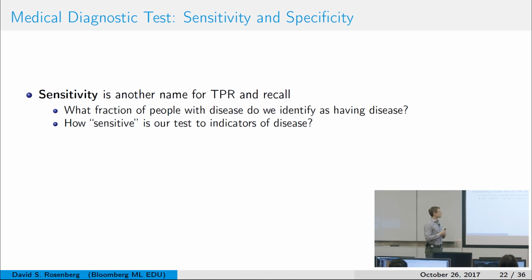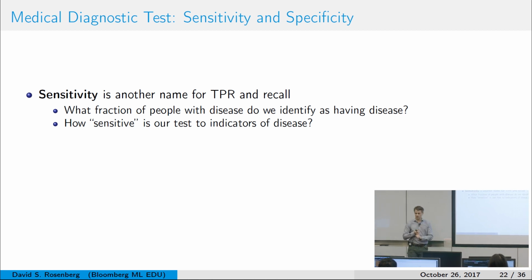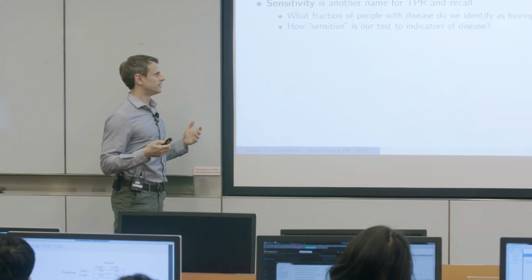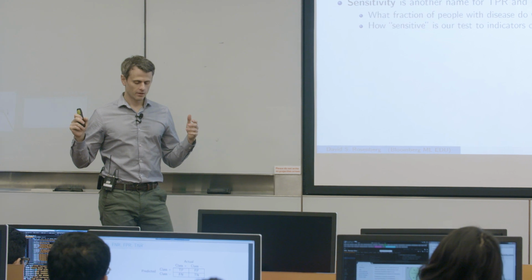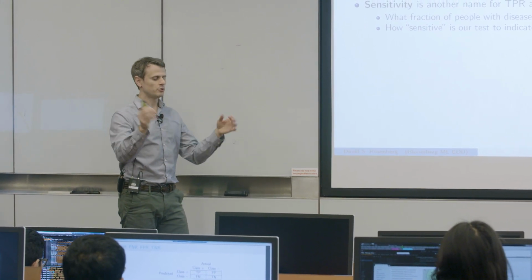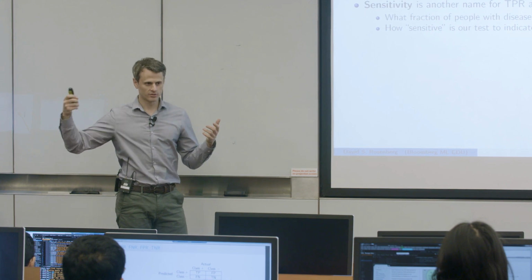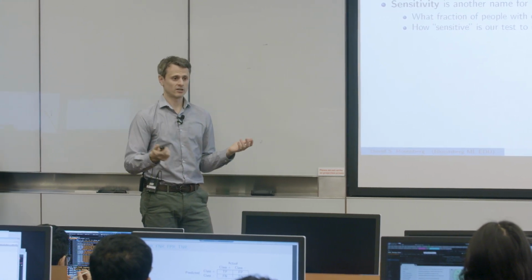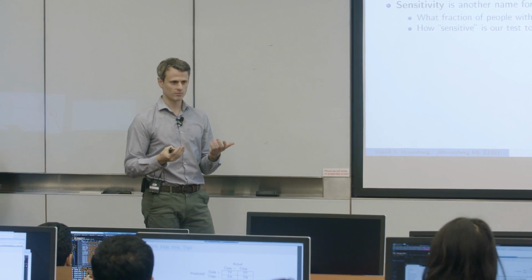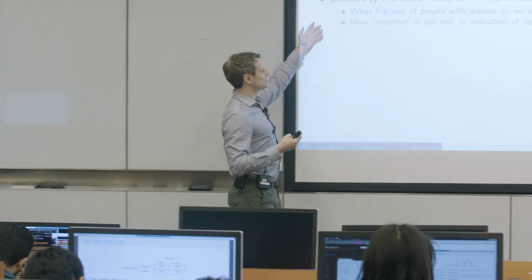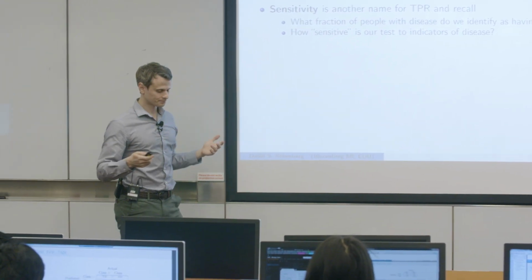So sensitivity is another term for true positive rate, which is also a term for recall. So that we've seen before. And in the medical context, it's like, of the people who have the disease, what fraction do we find? So you want that to be high for a medical diagnostic test. You don't want to miss a disease that someone has. That would be very bad. So you want sensitivity to be high so you don't miss anything.